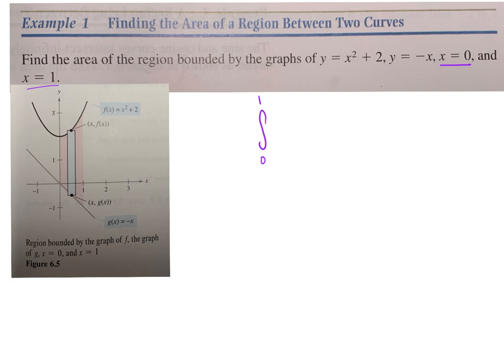Now we have to determine, well, which one yields the higher graph and which one yields the lower graph. The best way to figure that out is just to pick a number between your boundaries. So from 0 to 1, I'm going to pick something like 1/2. If I plug 1/2 into this function, I get 2 1/4, right? If I plug 1/2 into this function, I get negative 1/2. Which one's higher? Well, 2 1/4. That guy goes first. So this is going to be my first function, x squared plus 2. And then this is going to be my second function, negative x.